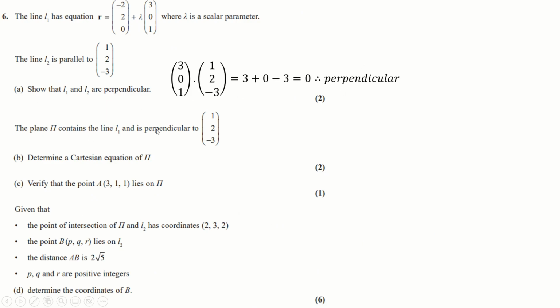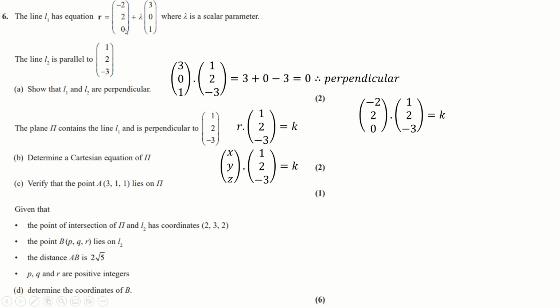The plane contains the line L1. Okay, well, if the plane contains this line, then it also contains this coordinate because this line has this coordinate on it. So the plane must have this coordinate in it and is perpendicular to this. So what we can say is we can write the plane in this form where r, which is just x, y, z, dotted with the perpendicular vector is some value k. But since I know it goes through this point here, I can just put that point in to work out k and just dot those out. You'll get k is 2.